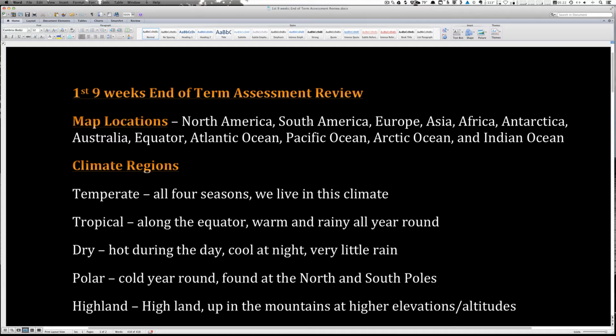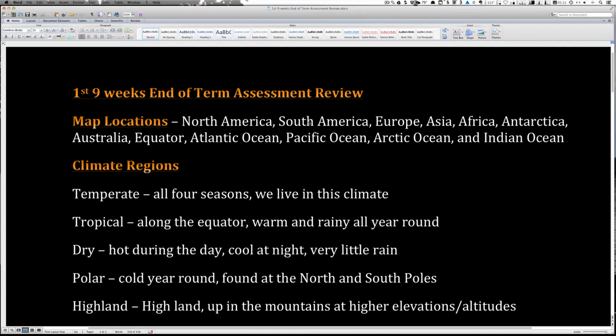Once again, just like we did to start the school year, you need to be able to look at a world map and identify where North America, South America, Europe, Asia, Africa, Antarctica, and Australia are. You also need to be able to point out the equator on the map and the Atlantic, Pacific, Arctic, and Indian Oceans. So if you're unsure, since you're on the computer watching this, go to Google, do a Google search for a world map or a continent map, and take a look at that. Make sure you know those locations.